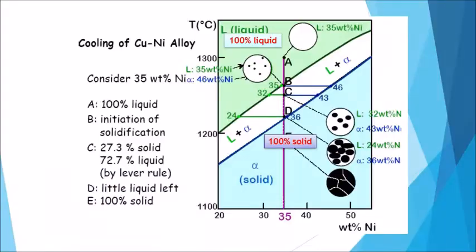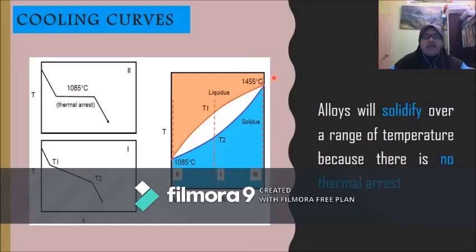The next slide is cooling of the copper nickel alloy. Next, we move to the cooling curves. The alloy will solidify over a range of temperature because there is no thermal arrest. Thermal arrest in Malay we call penangkapan haba. Jadi dalam ni tak ada penangkapan haba sebab tu dia solidify over a range of temperature, 1085 degrees Celsius.